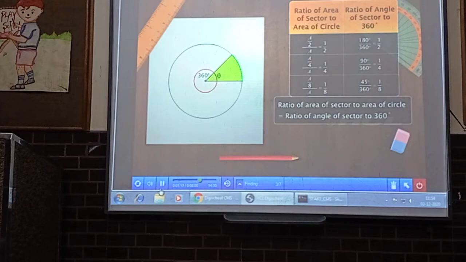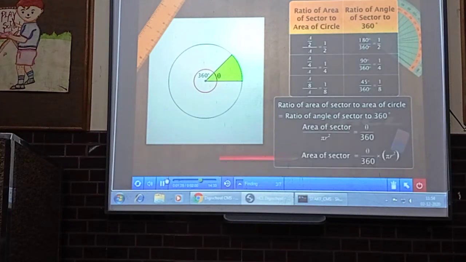Thus, we get the area of a sector is equal to theta over 360 times the area of the circle.